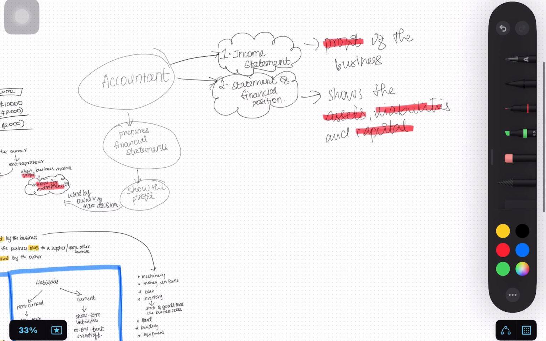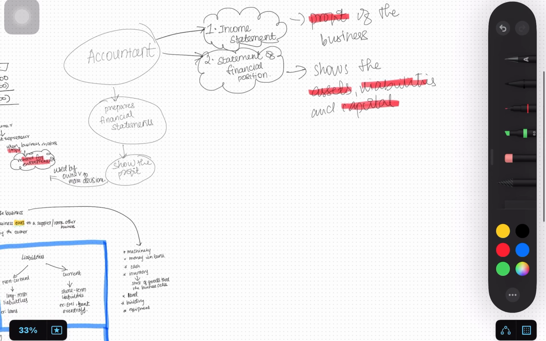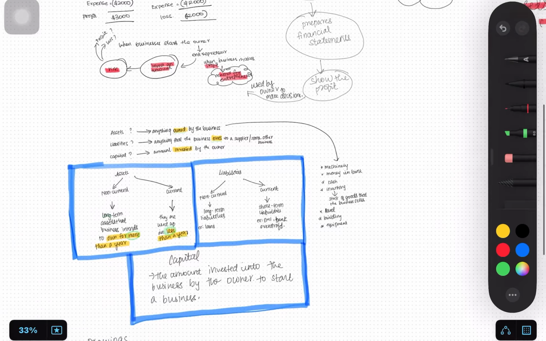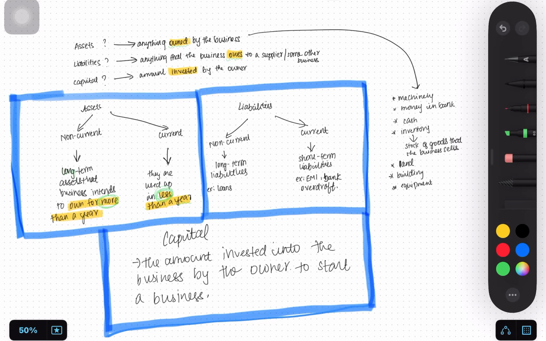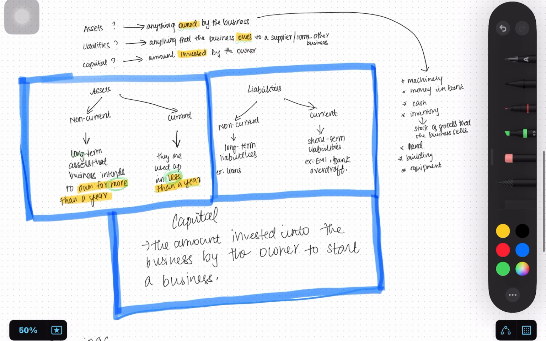What do the accountants prepare and give to the owner to make better decisions? The income statement and the statement of financial position. Income statement shows the profit for the business, and statement of financial position shows the assets, liabilities, and capital. We did learn about what are assets, what is liabilities, and what is capital. Assets is anything that is owned by the business. Liabilities is anything that the business owes to some other business or supplier or customer. And capital is the amount invested by the owner.